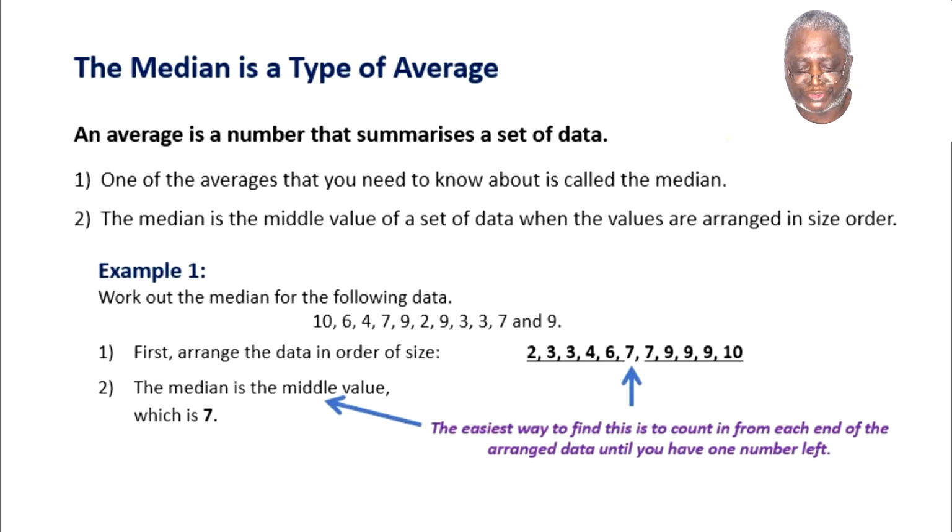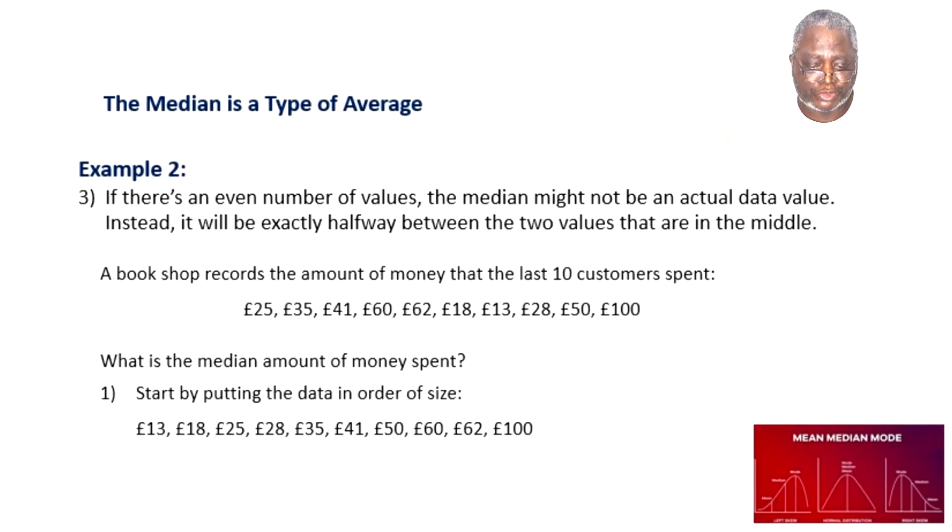The easiest way to find this is to count in from each end of the arranged data until you have one number left. In other words, to find the middle number. But it's not always that easy. For example, if there is an even number of values, the median might not be an actual data value. Instead, it will be halfway between the two values that are in the middle. So what do you do? You add them and then you divide by 2.